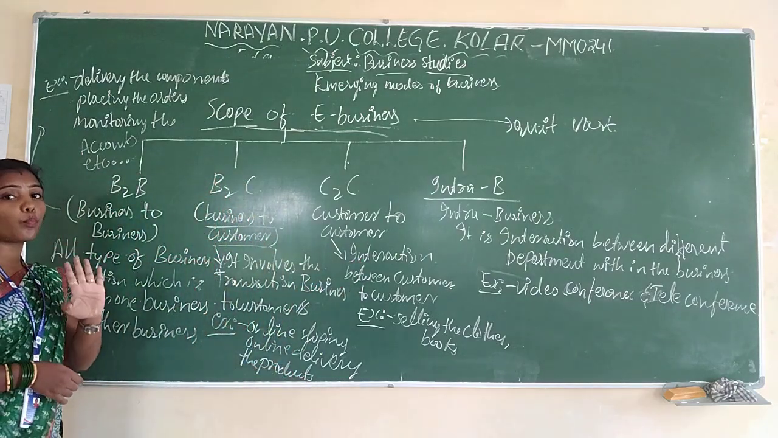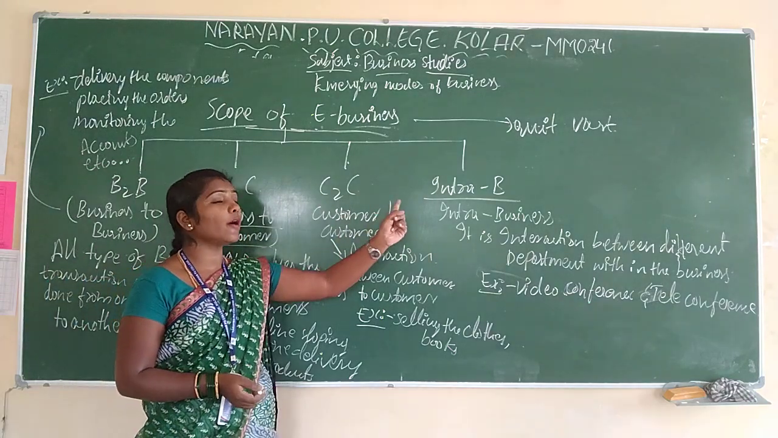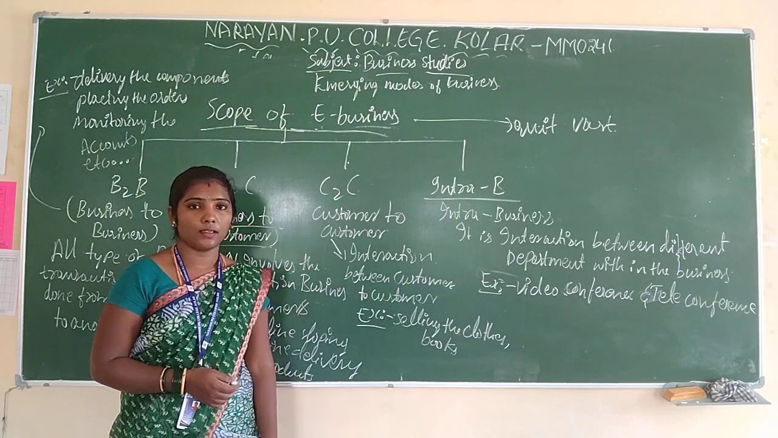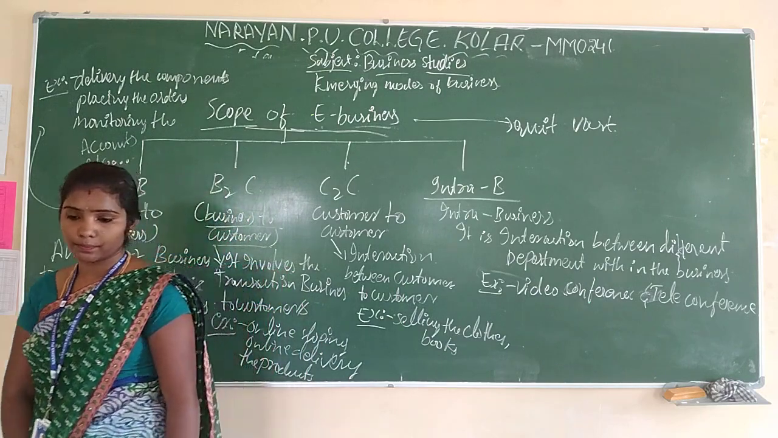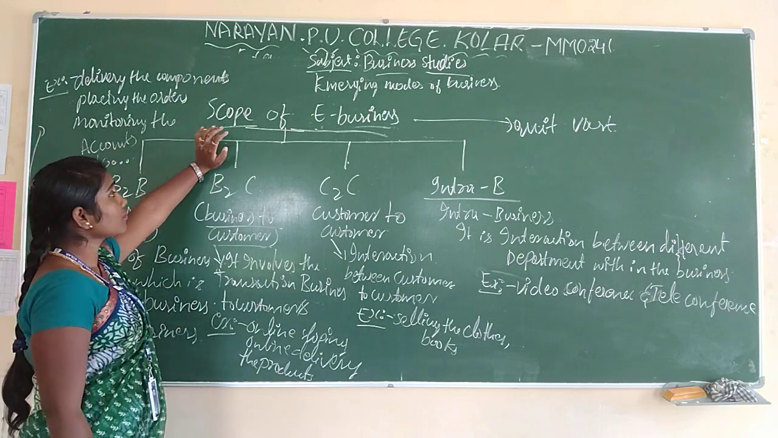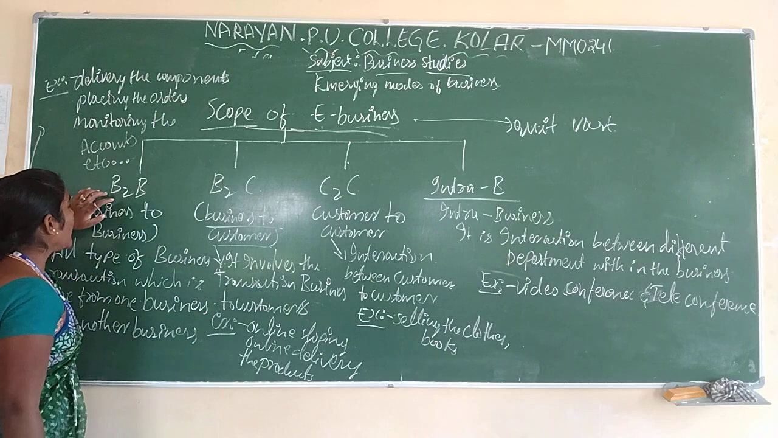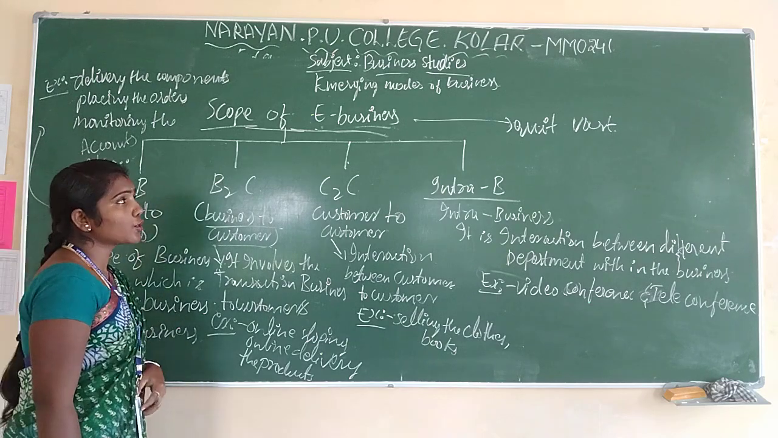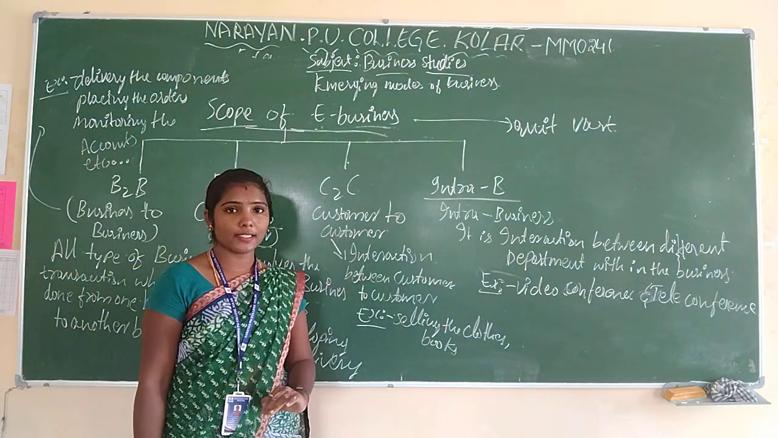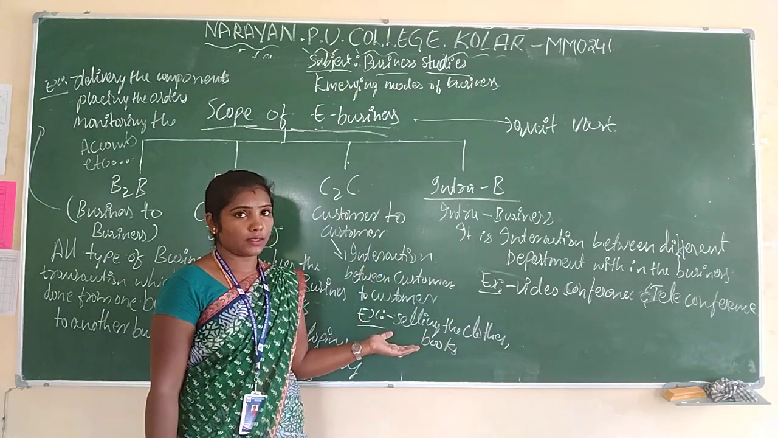We have only four points: business to business, business to customer, customer to customer, intra business. This is the scope of business. I think all of you understood all the points. I will give you the overview about this.